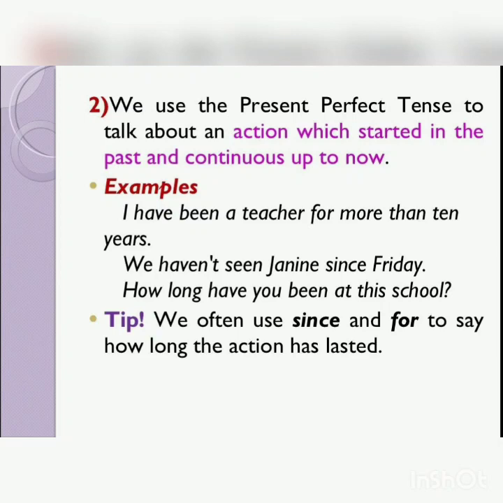Second, we use the present perfect tense to talk about an action which started in the past and continues up to now. For example, I have been a teacher for more than 10 years. We haven't seen Janine since Friday. How long have you been at this school? Tip. We often use since and for to say how long the action has lasted.